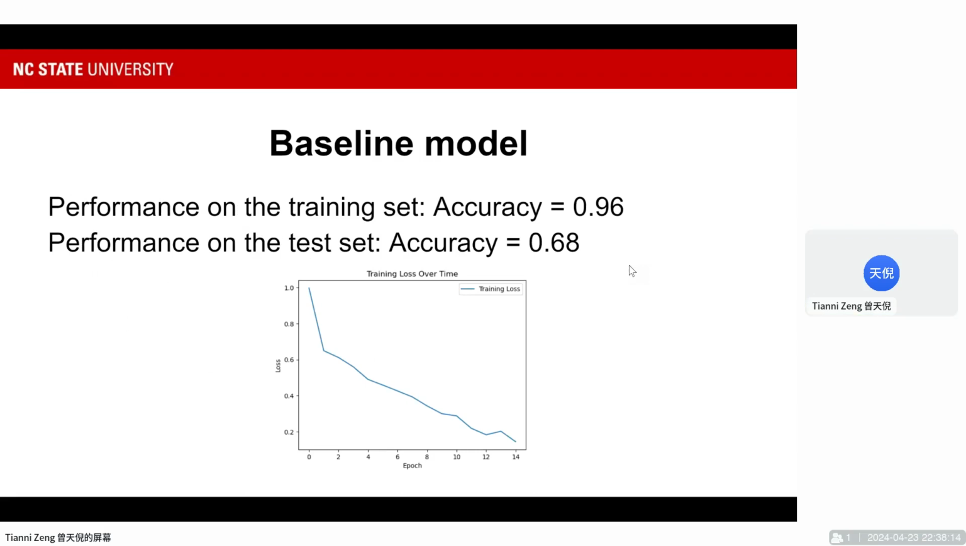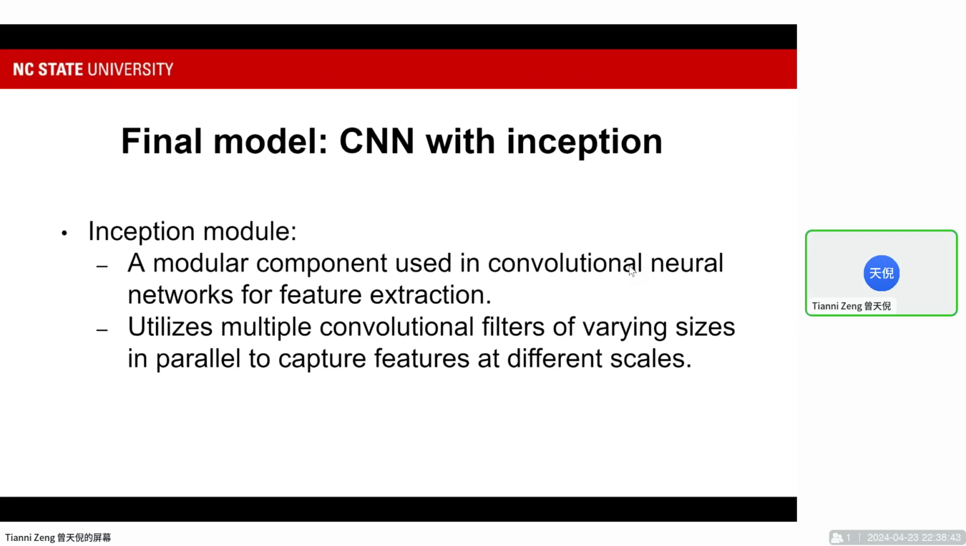So here is the performance of our baseline. On the training set, it reaches an accuracy of 96%. However, the performance on the test set is relatively bad. Even with a lot of epochs of training, the accuracy was around 70%. So in order to improve the performance, we introduced our final model.